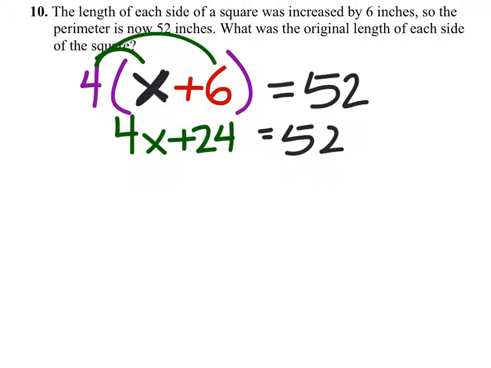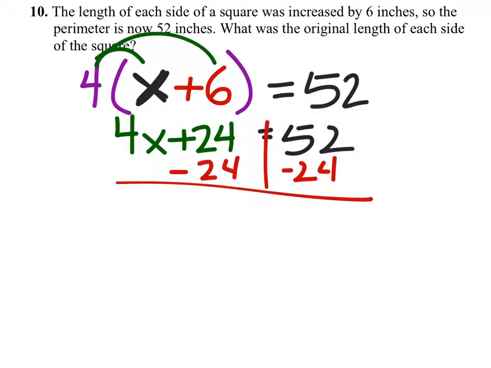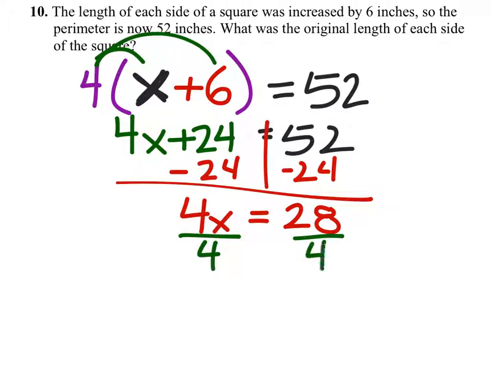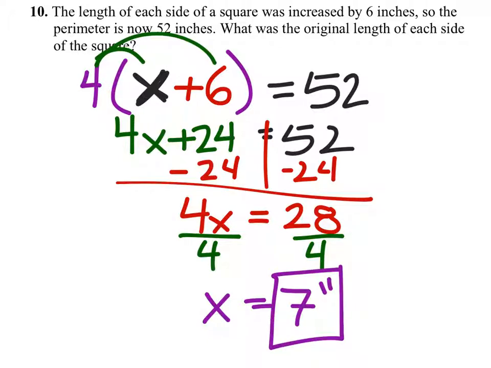Then, from right here, we'll subtract 24 from both sides. And we see the 4 sides together would give us 28 inches. To figure out one side, we'll just divide both sides by 4. And we would find that x equals 7. The problem is that it's not 7.